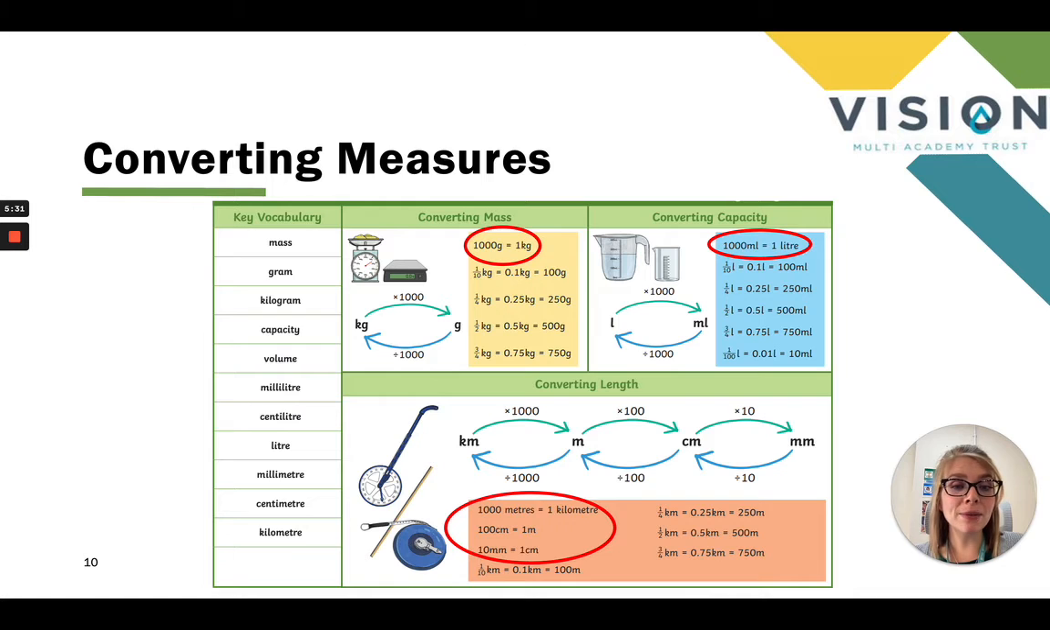Looking at capacity, we know that 1,000 millilitres is a litre. So it's the same method of conversion. Litres to millilitres, we multiply by 1,000. Millilitres to litres, we divide by 1,000.